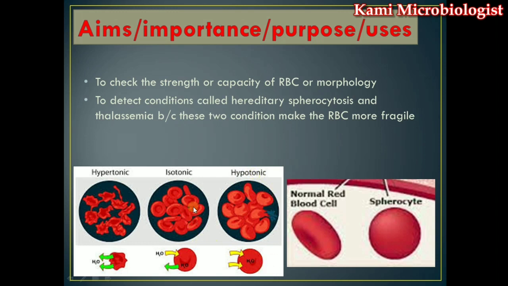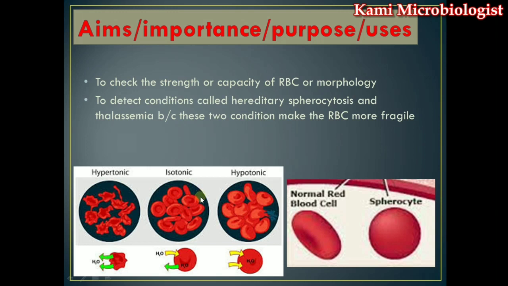Then we have the isotonic solution. In this case the level is normal, because let's suppose on the outer side there are 4 molecules of water, or we can say salt. Now in the isotonic solution, what we have is actually the water molecule.